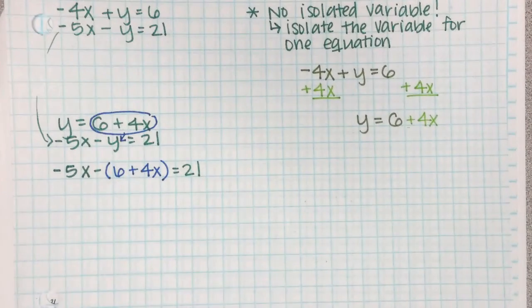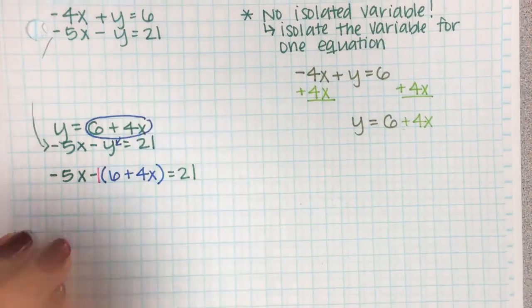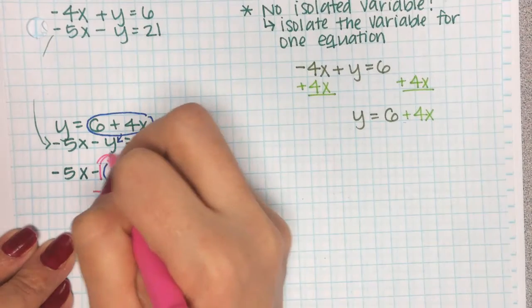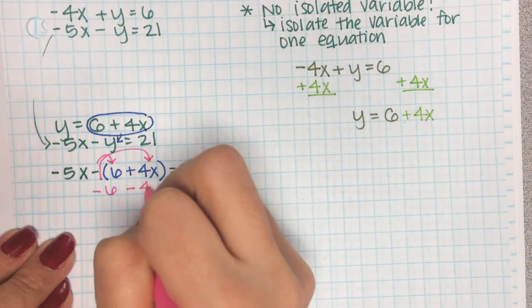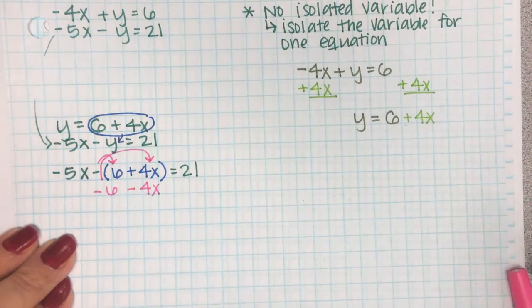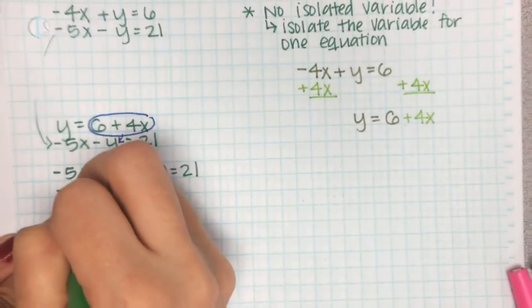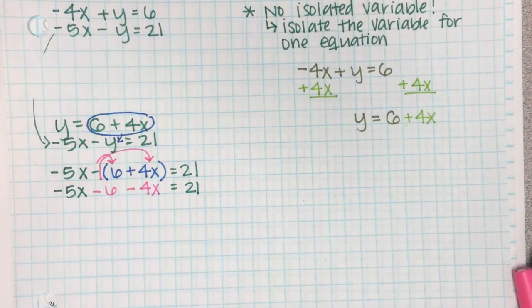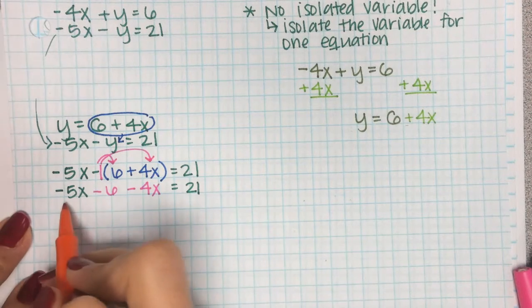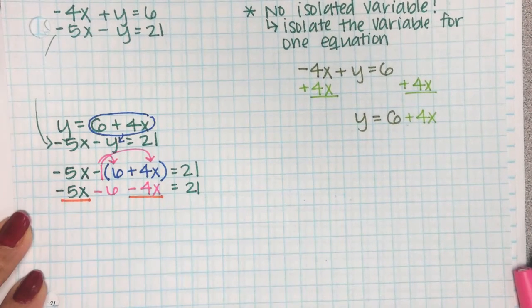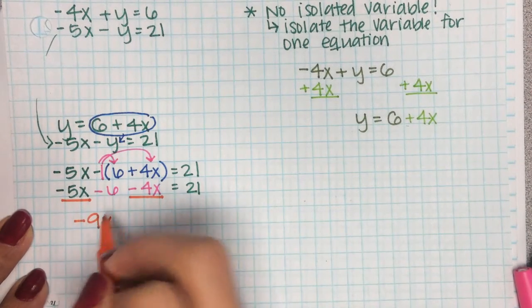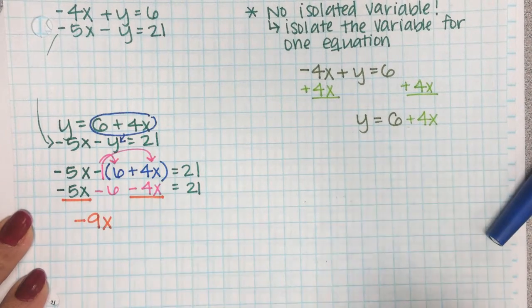Now we solve for x, beginning by distributing. Remember, there's that imaginary 1 right here. So that's negative 6. That's negative 4x. Everything else is going to follow. Now we combine our like terms, which are those two right there. And they're on the same side of the equal sign, so that's negative 9x. Everything else follows.